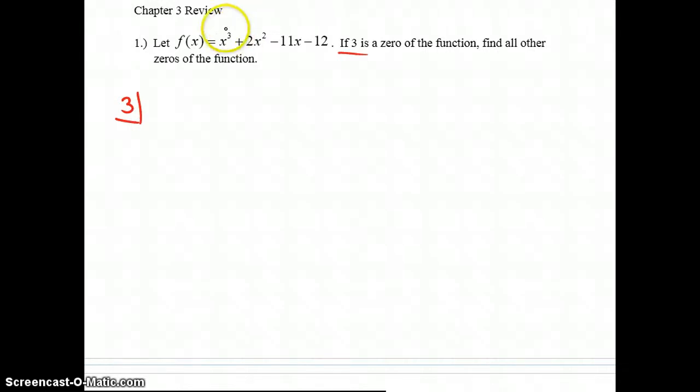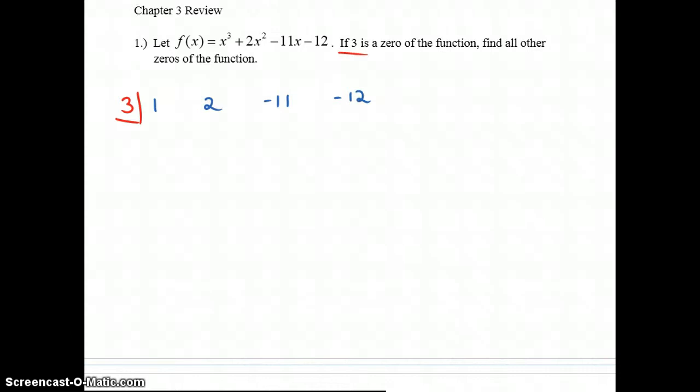Well, the coefficients in our function are 1x cubed, 2x squared, negative 11x, and negative 12. If this works out, I should get a 0 here, because 3 is a 0 of the function, the remainder should be nothing. But let's get there.